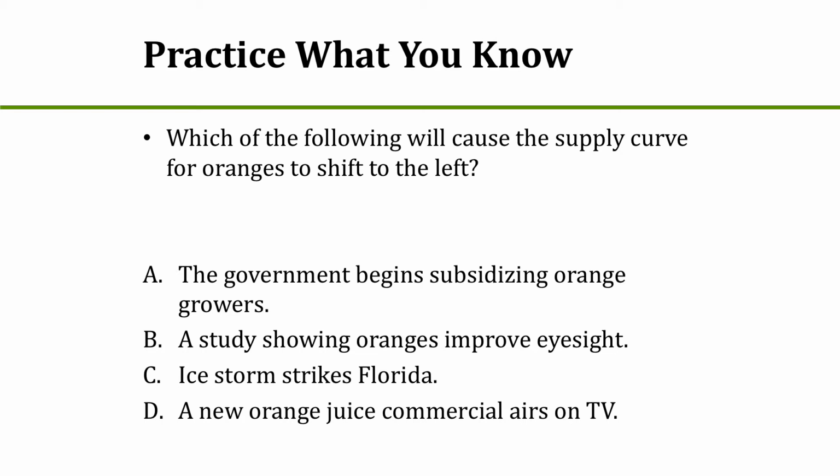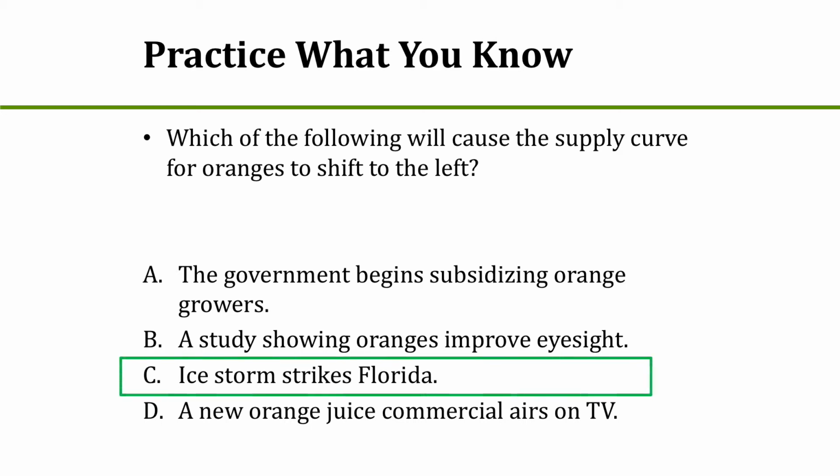Option C, ice storm strikes Florida. In Florida, there are a lot of orange producers. So when there is an ice storm in Florida, it will affect the production process. It will hurt the production process badly. So that's why the supply will decrease. It will shift to the left. The correct answer should be C. But let's see option D. A new orange juice commercial airs on TV. This is related to demand. This will affect the preferences of the consumers. That's why it's not going to shift supply, but it will shift the demand.